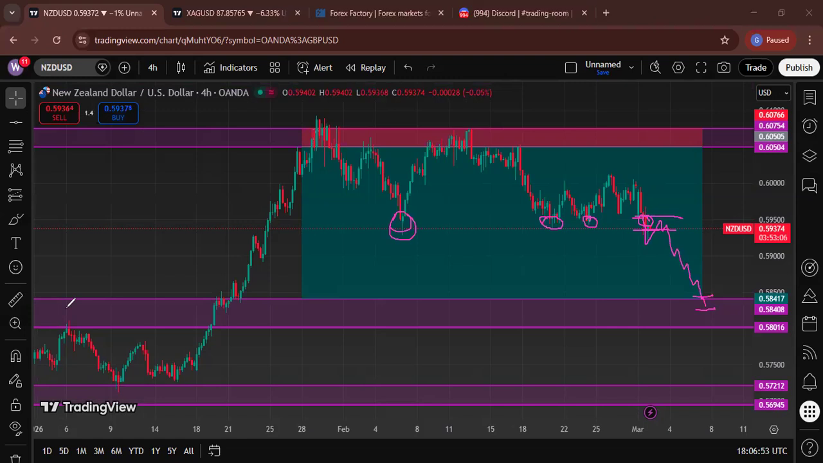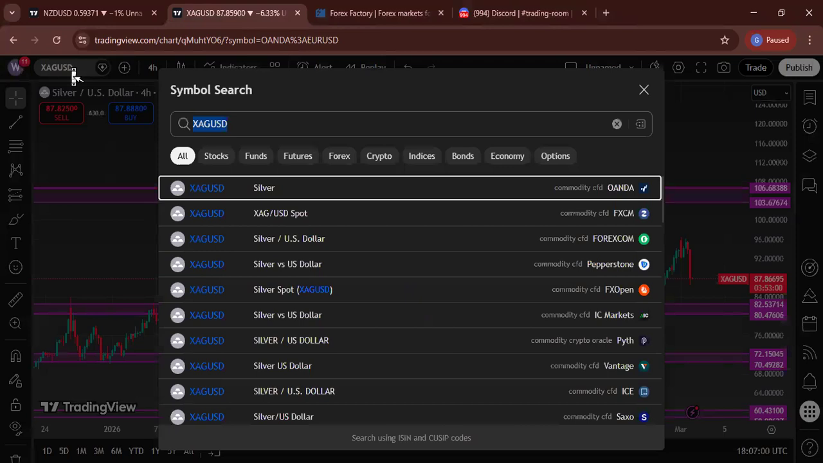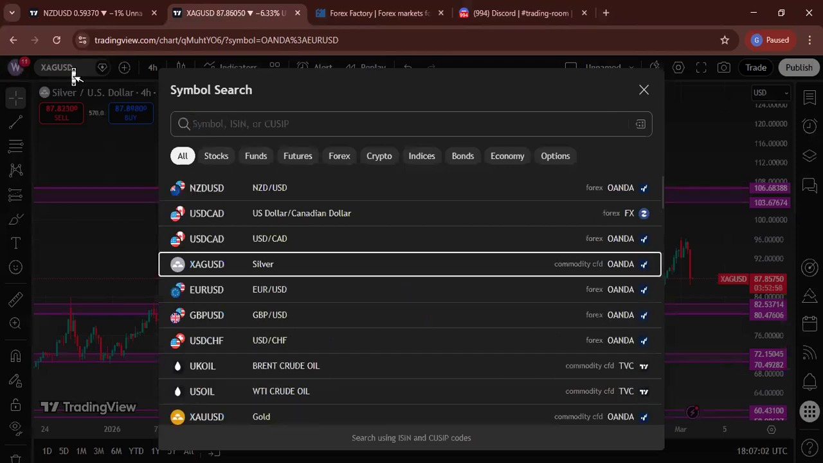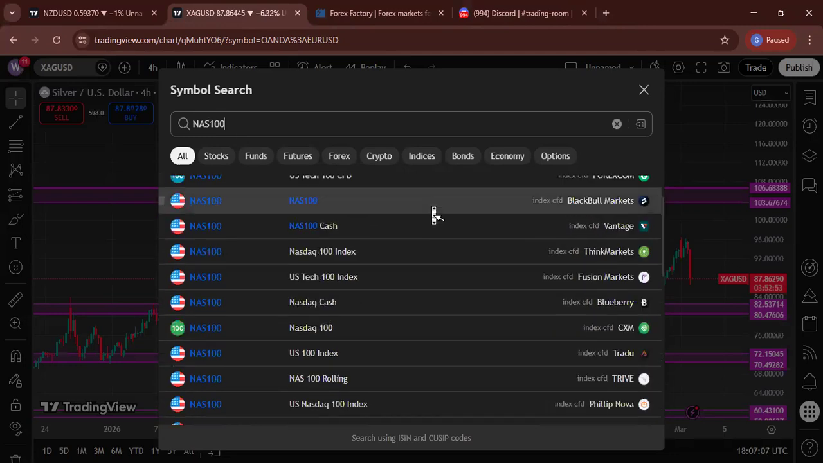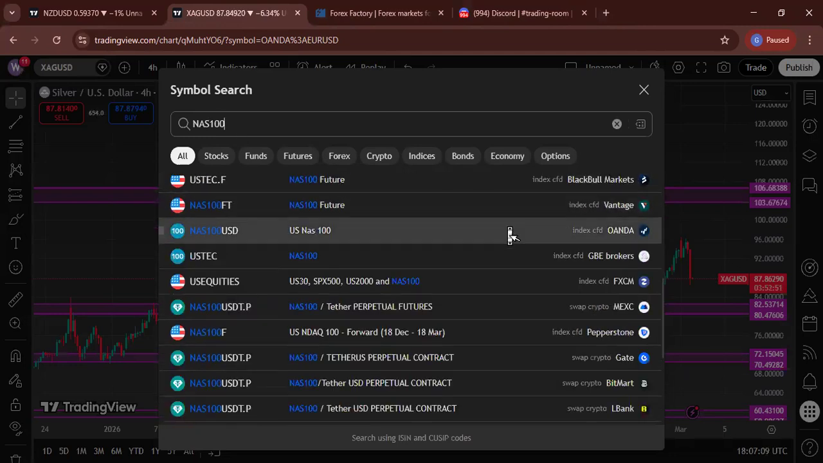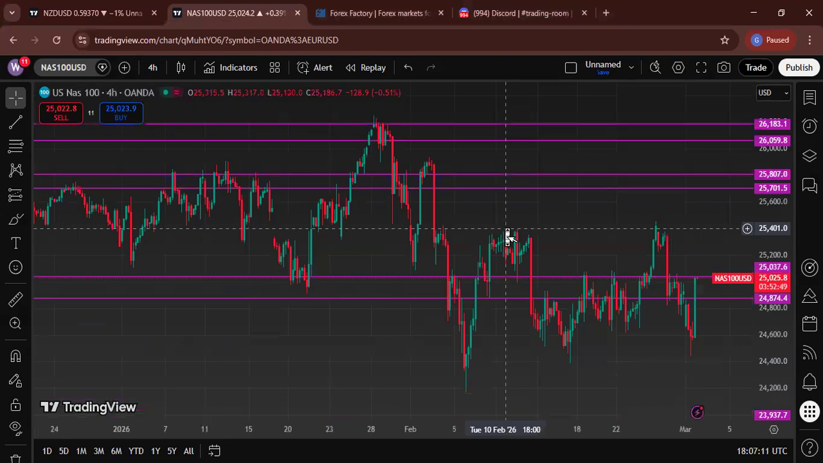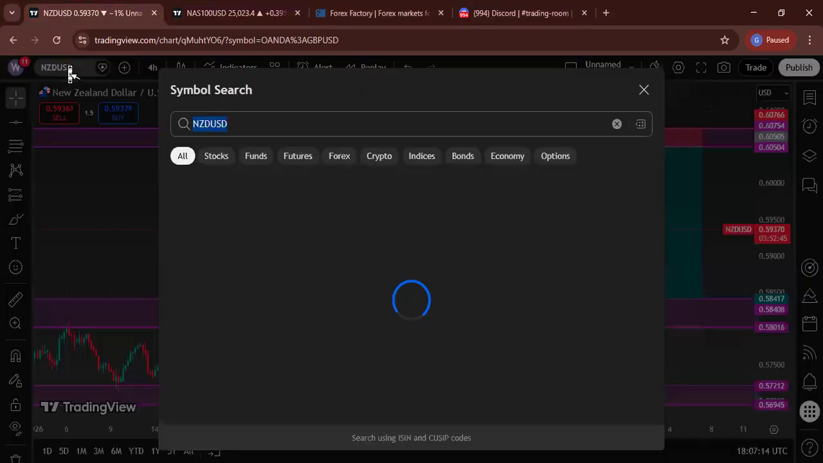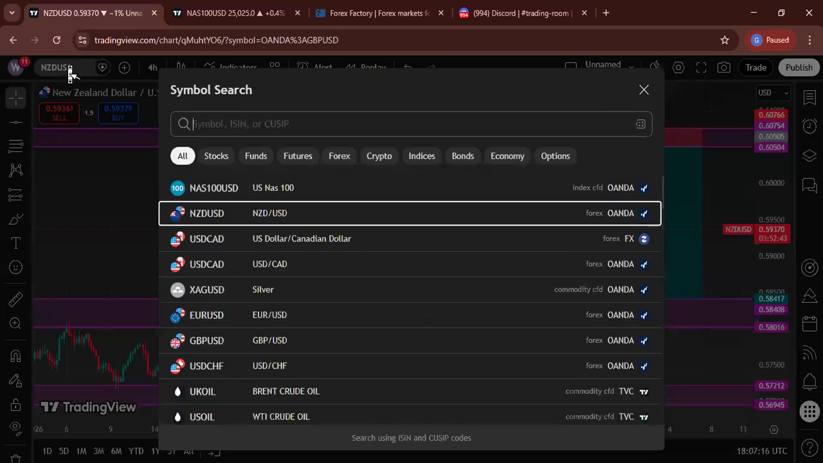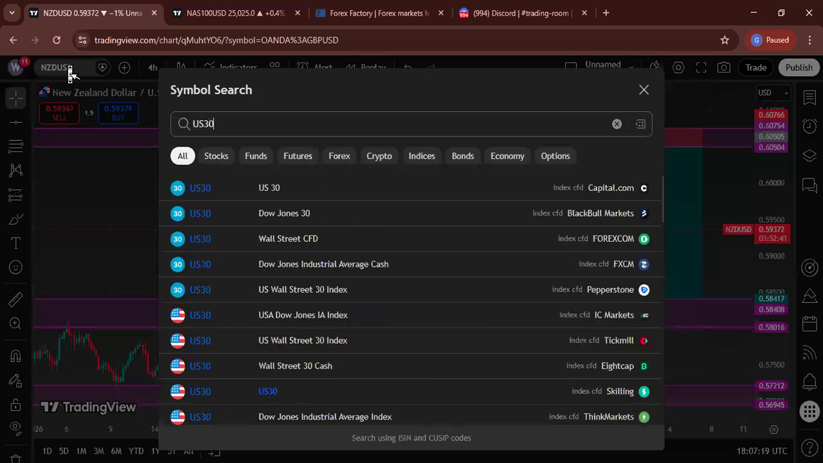Yeah, there's that. That is on silver. Have I looked at NAS 100? Also Euro AUD. Okay. That is NAS. Then you have US 30.